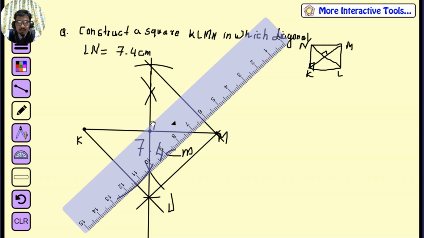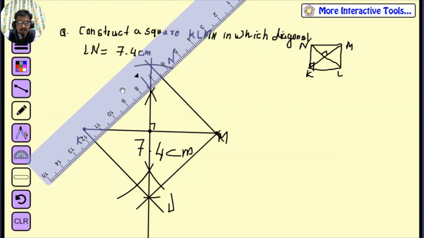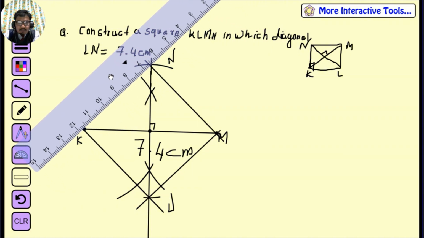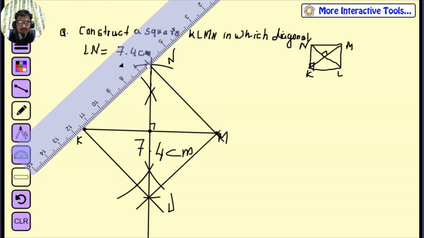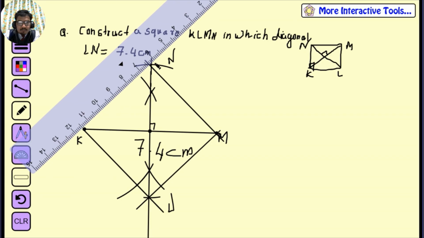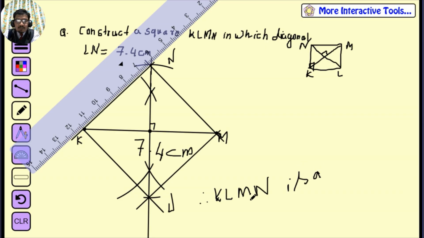This is L, M, it is N. And now put the ruler here straight and join them like this, and we get the square KLMN. Right, therefore KLMN is the square. KLMN is the required figure.